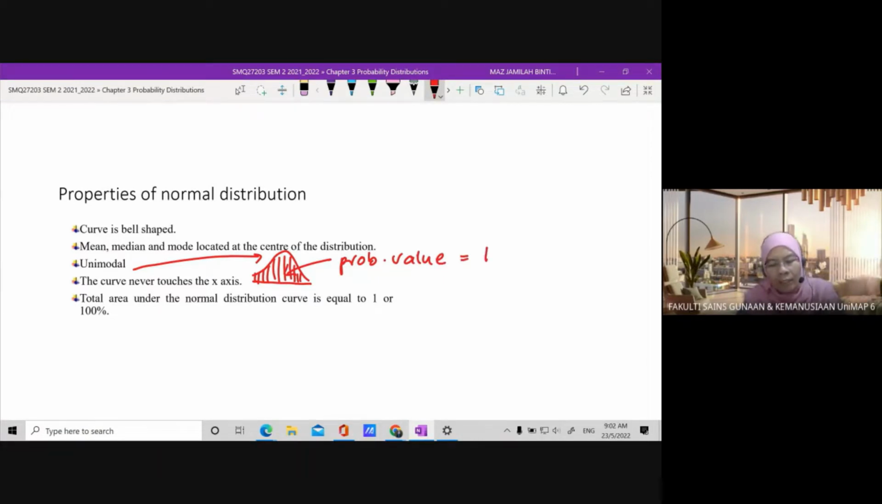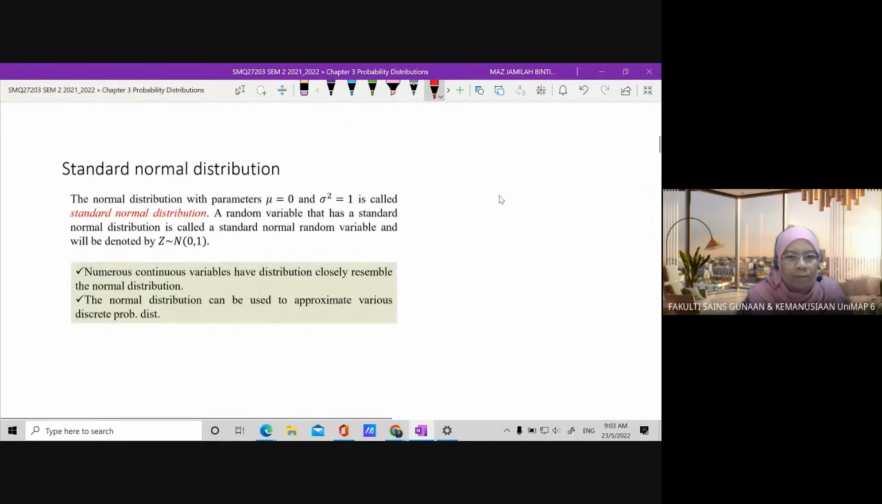Next, in the normal distribution, the way we find the probability value will be based on the area under the curve. This reflects some of our examples in continuous distribution in chapter 2. Last time we discussed chapter 2, when we needed to find the probability value, sometimes we needed to integrate the function. So this more or less reflects the same meaning. So those are some of the properties of the normal distribution.